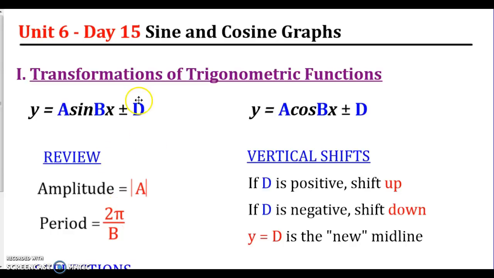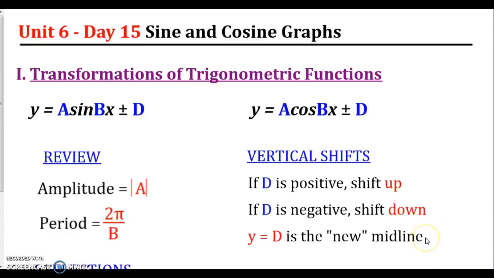Now the new one is going to be this D value here. And you'll notice I have a plus or minus because with the D value, that variable, it could be positive, could be negative. That's going to control vertical shifts of the graph. That's going to move our graph up or down, depending if it's positive or negative.